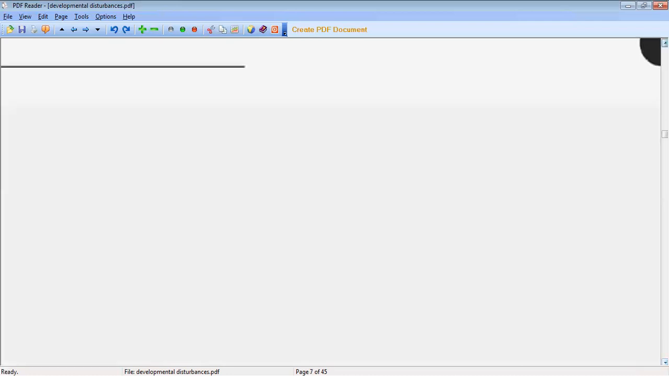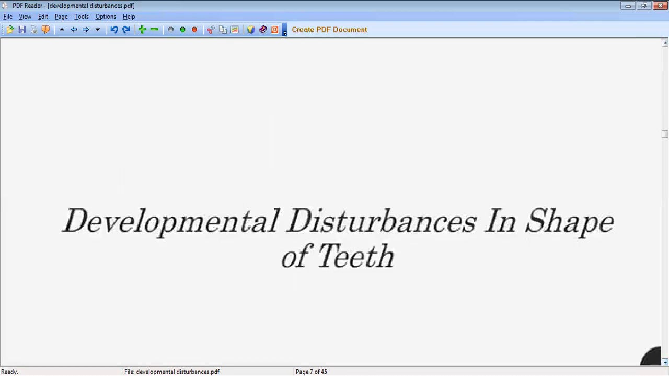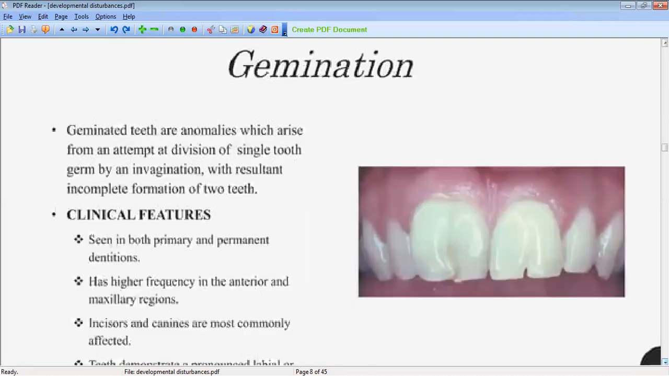Now come to developmental disturbances in shape of the teeth. We have done size, then shape. Now come to gemination, which is very important. Gemination teeth are anomalies which arise from an attempt at division of a single tooth germ by an invagination, with resultant incomplete formation of two teeth.